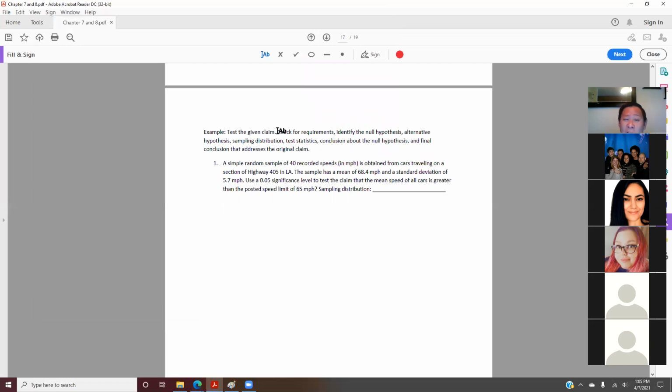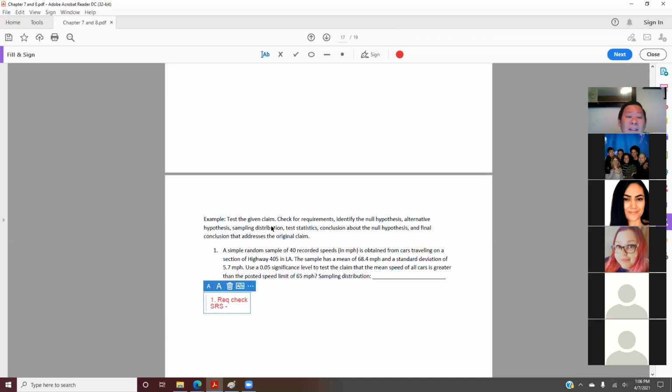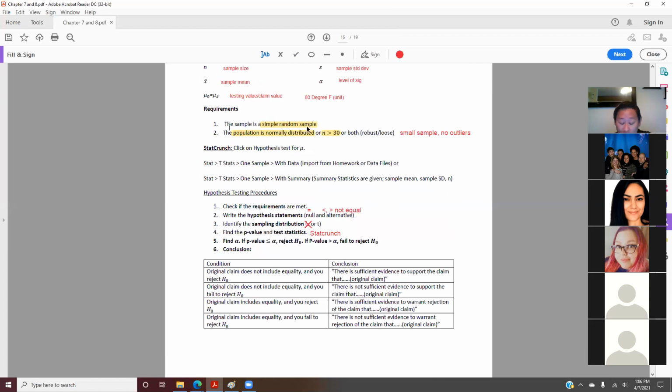And usually in your online homework, you didn't check for requirements. So you just go straight to identifying the noun and then do the rest of it. So I'm going to teach you how you check for your requirements. That is your first thing to do, is to check requirements. The first requirement check is simple random sample, and the second requirement is your population is normally distributed or sample size is more than 30.